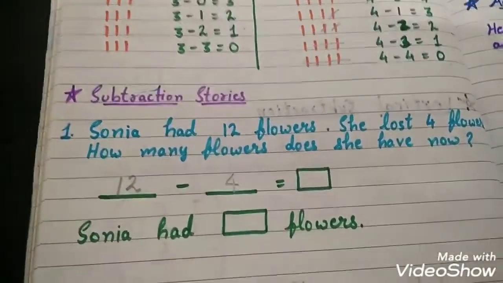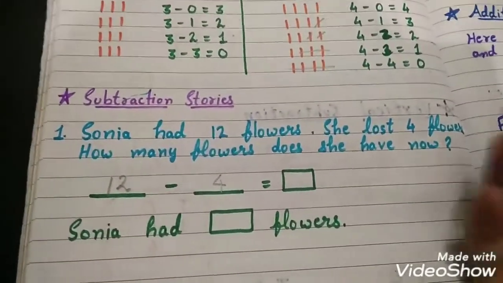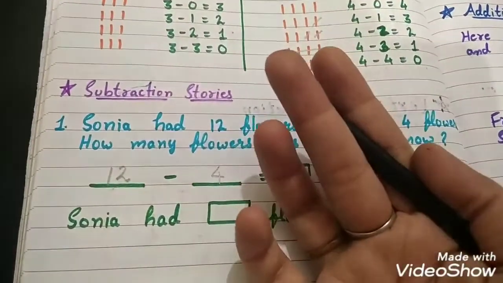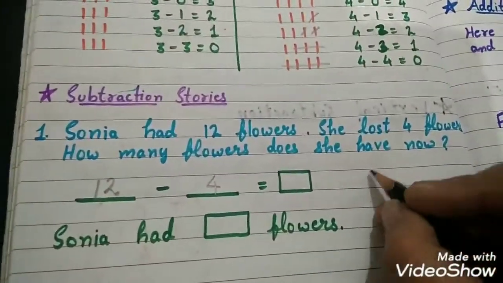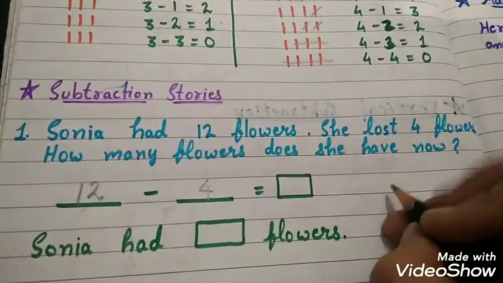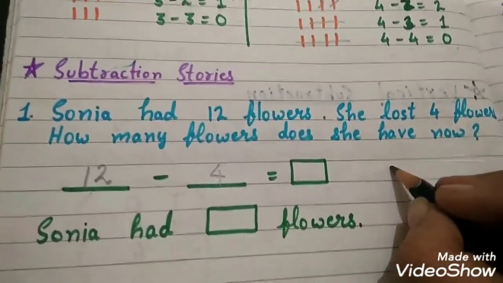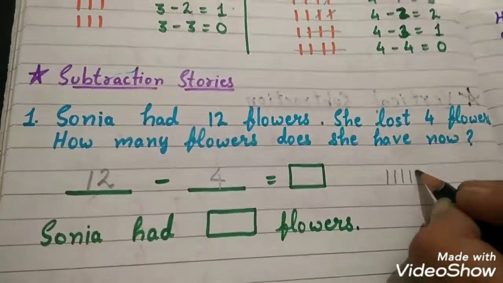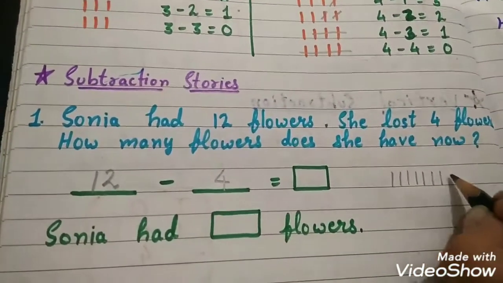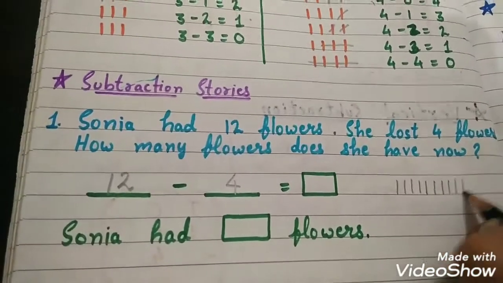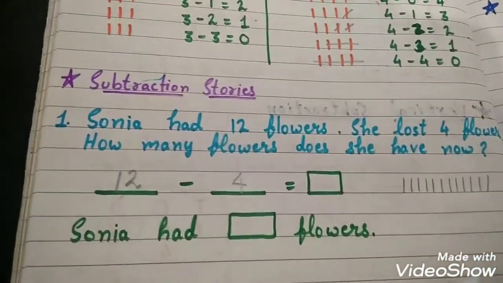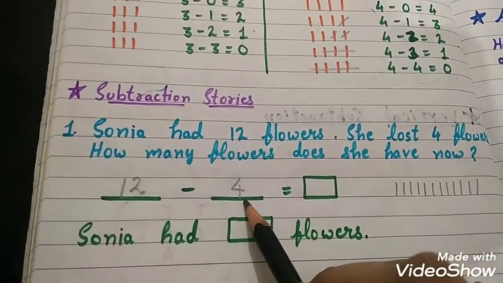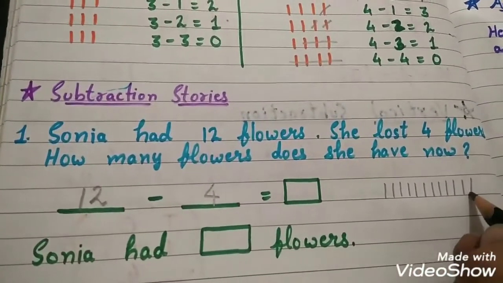See, we can do it from number strip also. We can do this from our fingers also. And we can do this by making sticks. Here I am making sticks for you all. 12 sticks we have to make. 1, 2, 3, 4, 5, 6, 7, 8, 9, 10, 11 and 12. How many we have to minus? 4. So, let us minus 4.